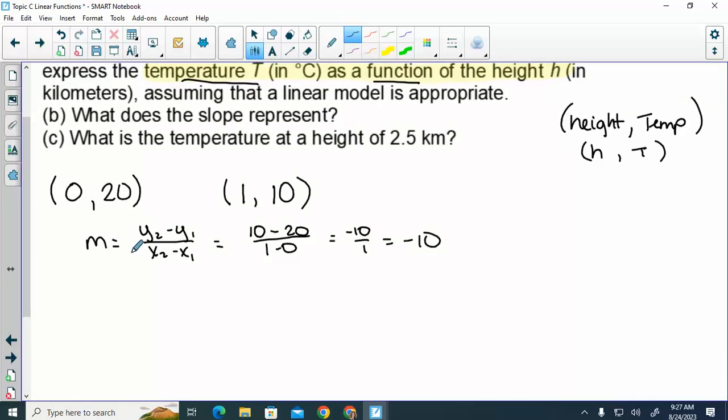We now know the slope. You guys remember just plugging it into y equals mx plus b? So what you would do... Y equals mx plus b.